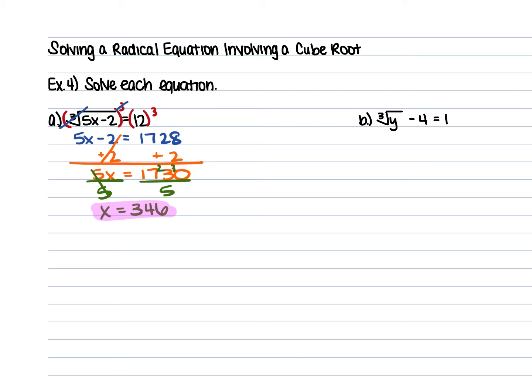For example B, we have the cube root of y minus 4 is equal to 1. For this one, we're going to start by adding the 4 to both sides to isolate the radical. We have the cube root of y is equal to 5. We raise each side to the third power, and we get that y is equal to 125.